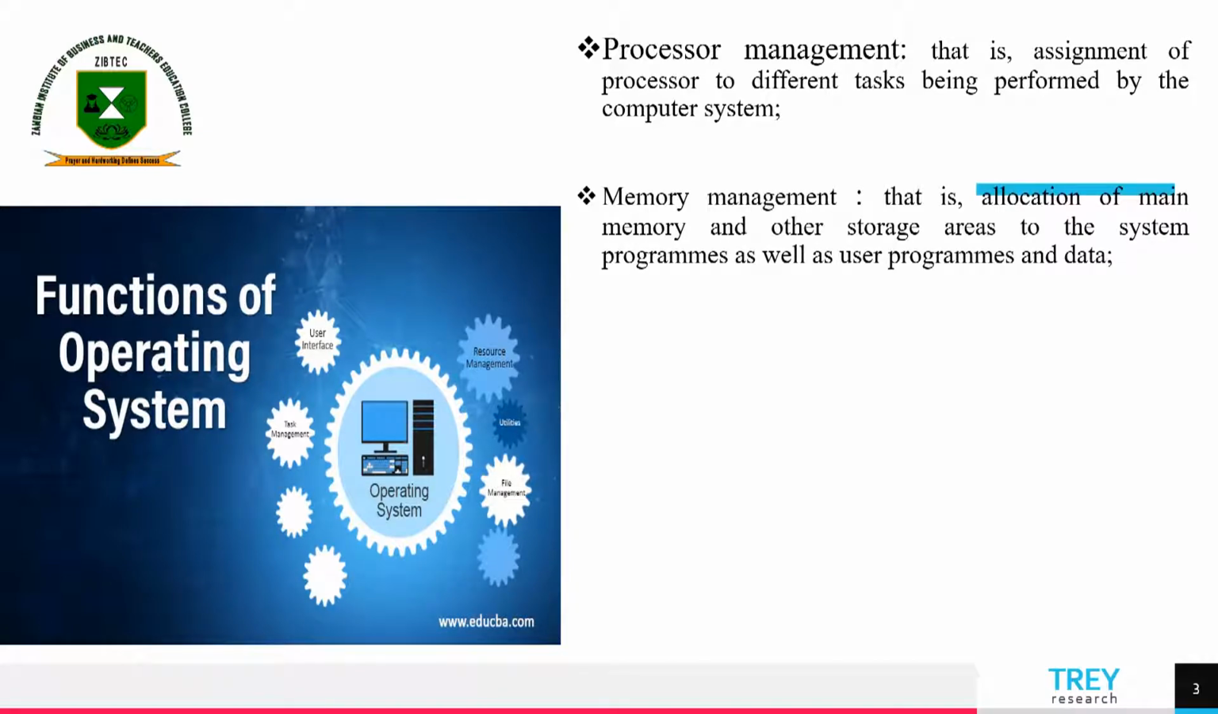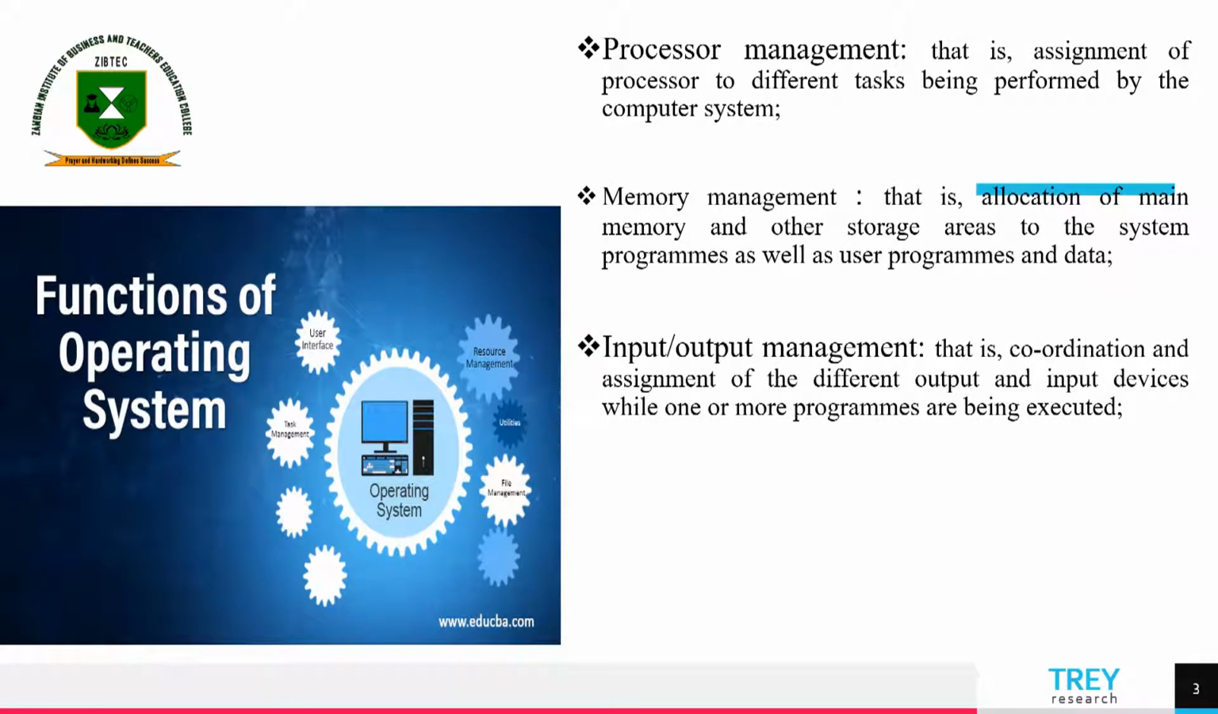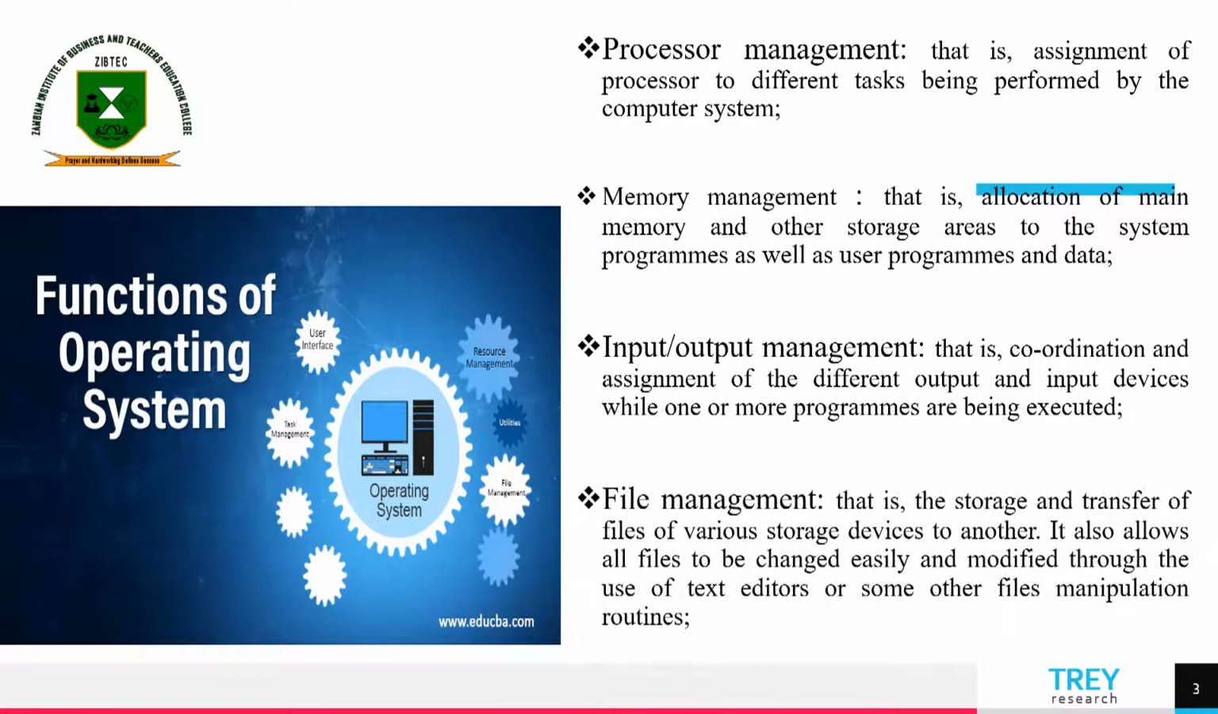The second one is memory management. So the memory management, this is the allocation of memory and other storage areas to the system programs as well as user programs and data. Okay, so an operating system is also responsible for the input and output management, that is coordination and assignment of different output and input devices while one or more programs are being executed.